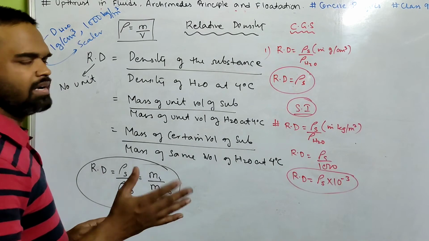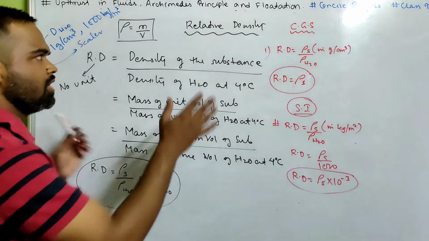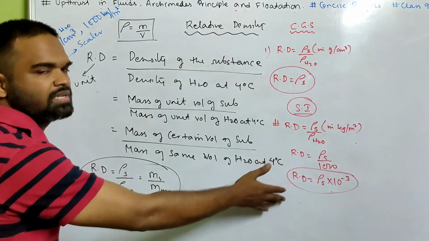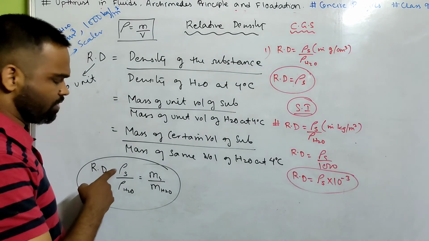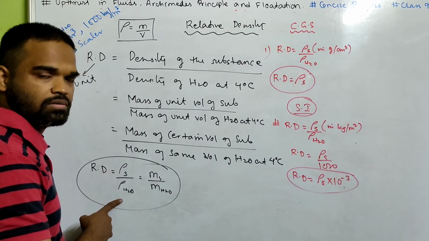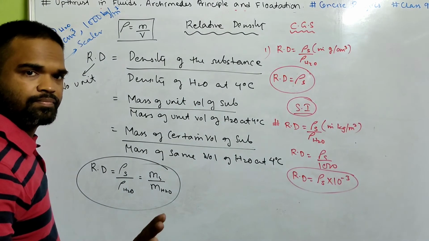Clear? The difference is very easy. You can see the difference between density and relative density. Relative density does not have a unit. Density has a unit. And write the definition. Relative density is the ratio between the density of the substance and the density of water at 4 degrees, whereas density is mass per unit volume of a substance.